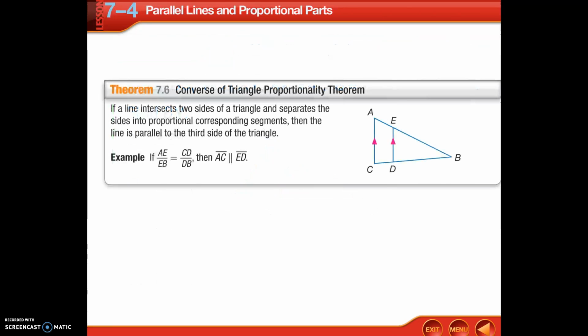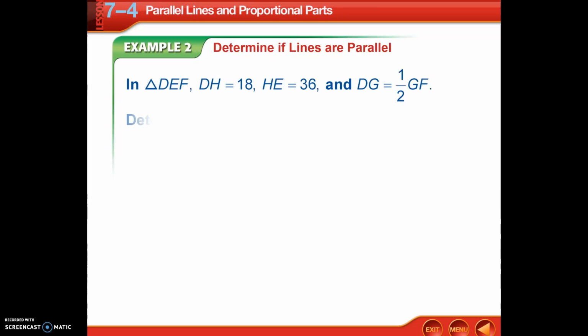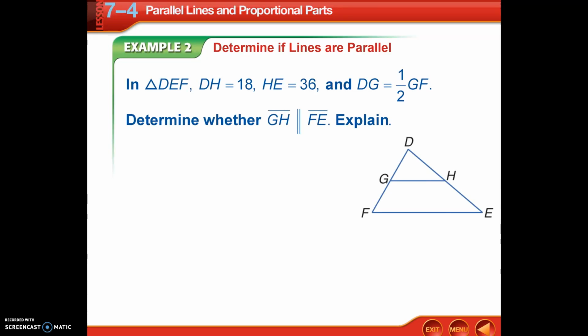So then the opposite is also true. If the sides are cut into proportional parts, then the lines are parallel. So we can check to see if they're parallel by checking their proportional parts. So here we have DH is 18, HE is 36, and DG is 1/2 of GF. So whatever GF is, DG is half of it.